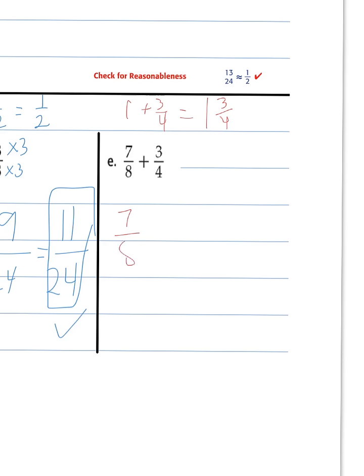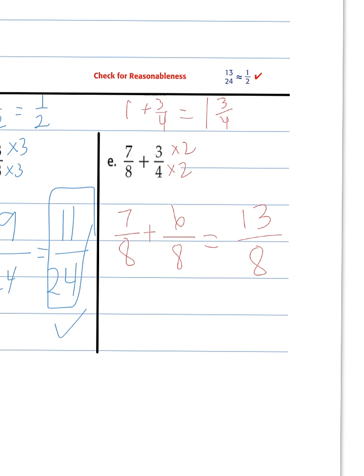So 7/8 plus, times the numerator and denominator by 2 on this one. So 3 times 2 is 6. 4 times 2 is 8. 7 plus 6 is going to be 13 over 8, which gives us an improper fraction where the numerator is larger than the denominator.